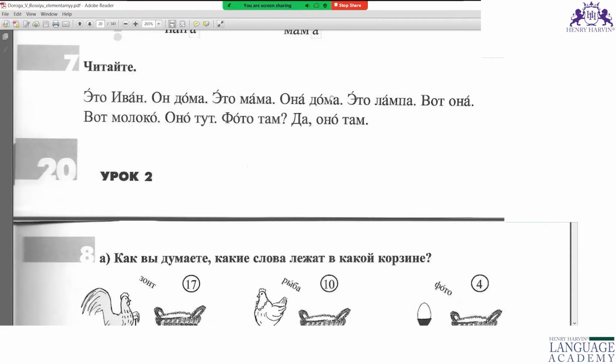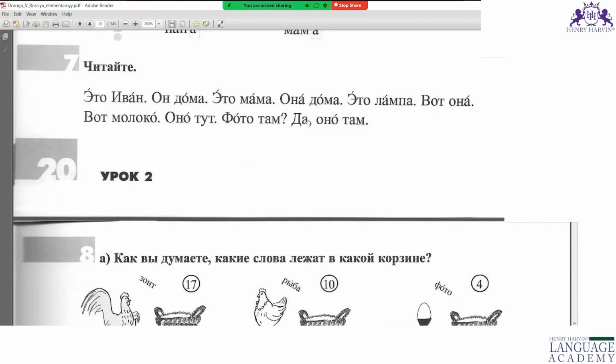Of course, you would say like this, but you would never say about the lamp, here she is, right? But in Russian we do. Это лампа, вот она. This is a lamp, here she is, okay? Because лампа is grammatically feminine gender. Вот молоко, оно тут. Here is the milk, it, neuter, is here because the ending is O. So we change the noun молоко to the pronoun it.